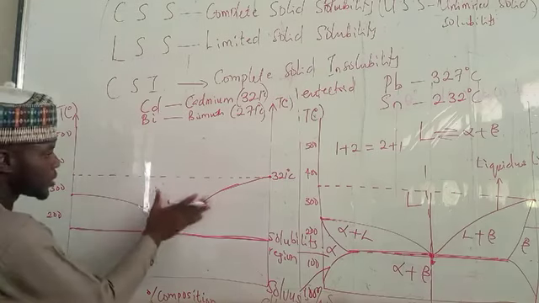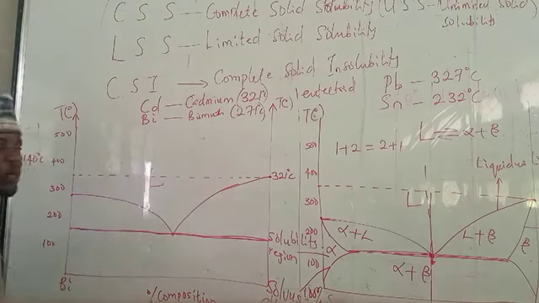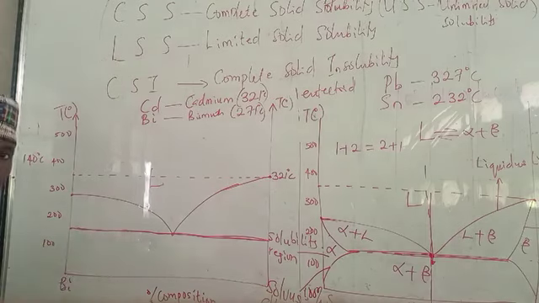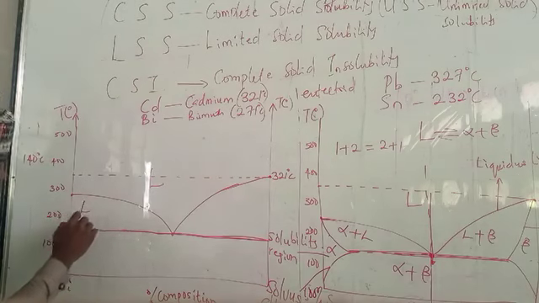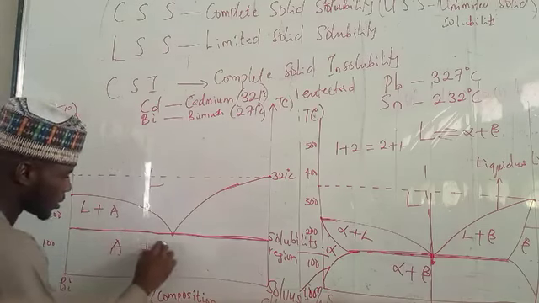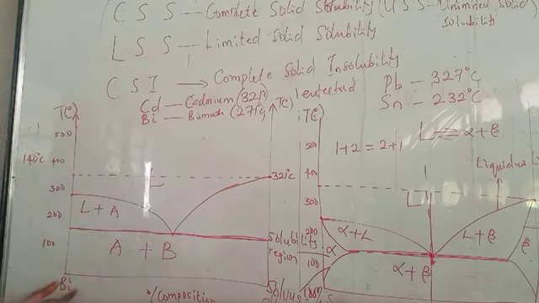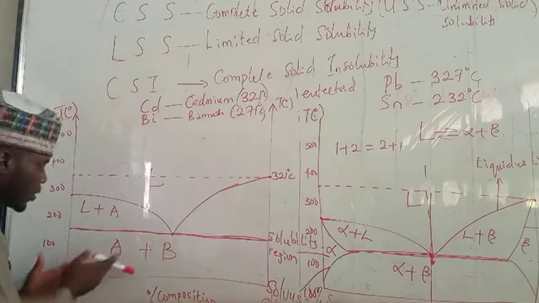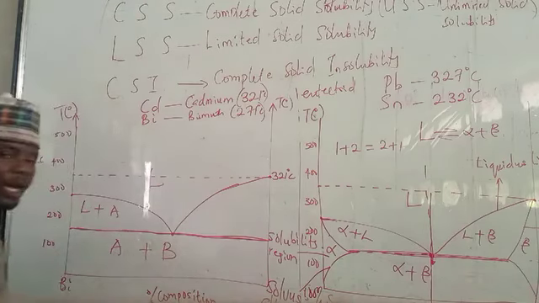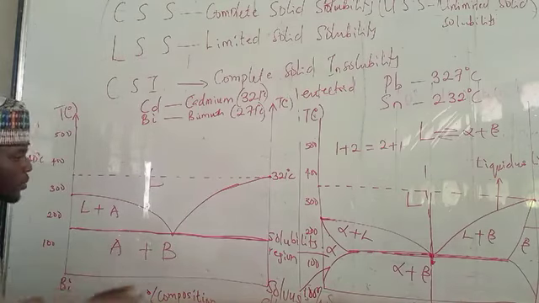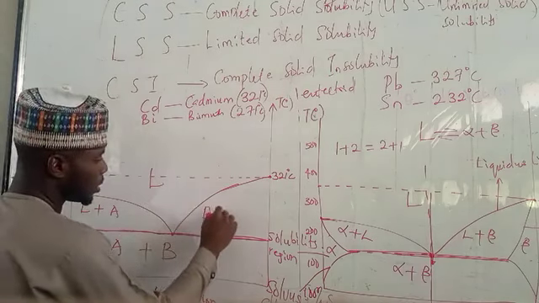If that is the case, the region above this liquidus line is the liquid region. And this region is going to be what region? Can we try? This region is going to be liquid plus A. So let's use A to represent bismuth and B to represent cadmium. This region will be liquid plus A plus B, that is bismuth plus cadmium. This region again will be B plus liquid.